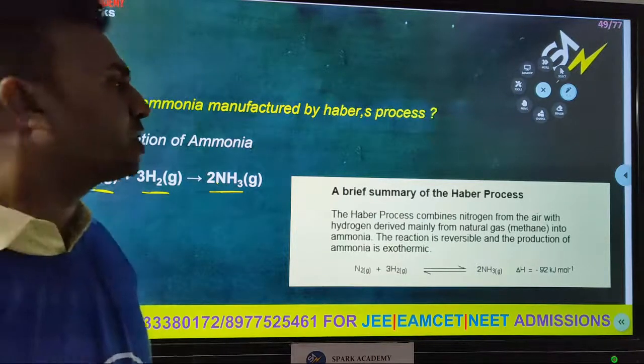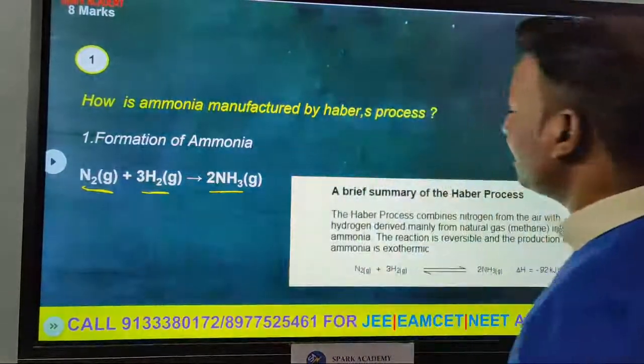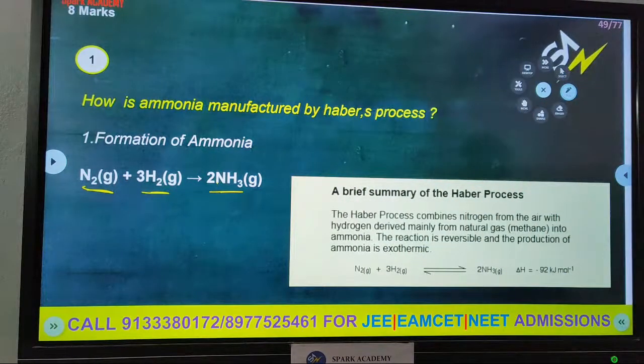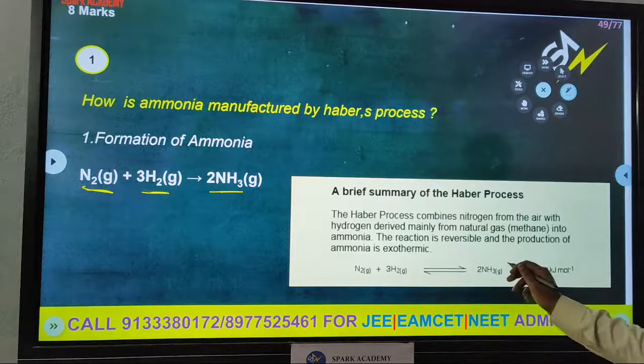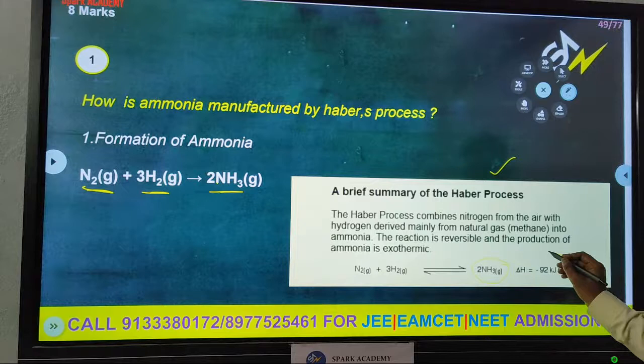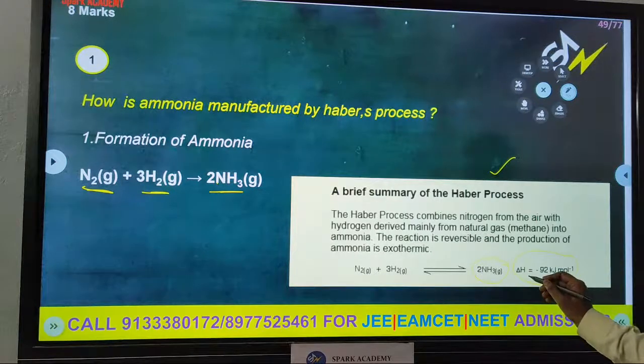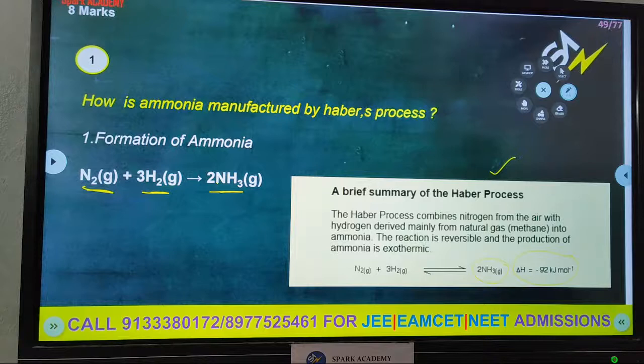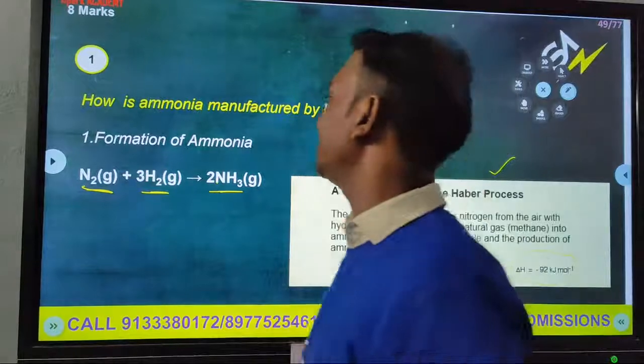So the Haber's process combines nitrogen from the air with hydrogen derived mainly from natural gas into the ammonia. N2 plus 3H2 gives 2NH3. Now question: is this manufacture of ammonia exothermic or endothermic? So heat of reaction is negative. So it is an exothermic reaction, so energy is released. How much energy is released here? 92 kilojoules per mole of energy is released in this reaction.